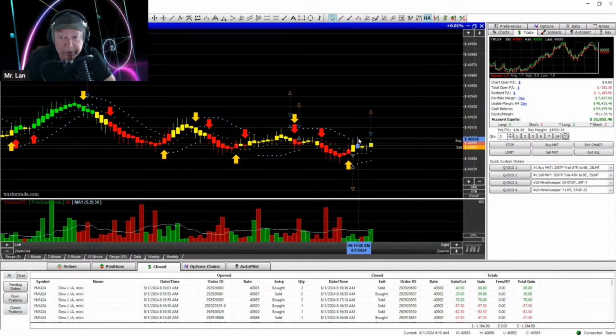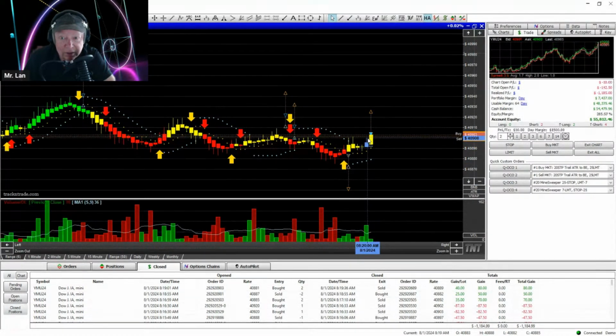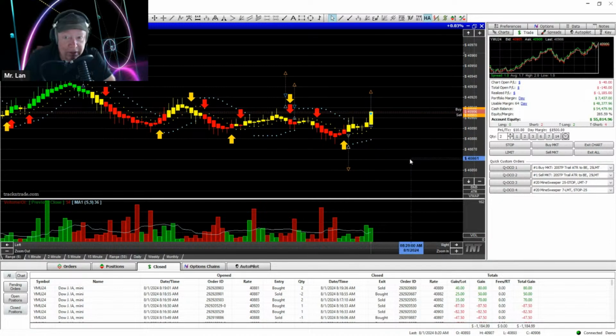Now I'm putting it a little bit further out than just right on the number, because if I put it right on the number, it can take the short position without actually breaking the previous high because of the spread. So I'm taking the spread into consideration.